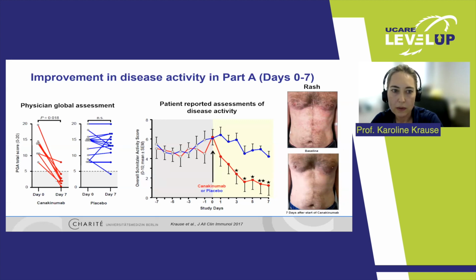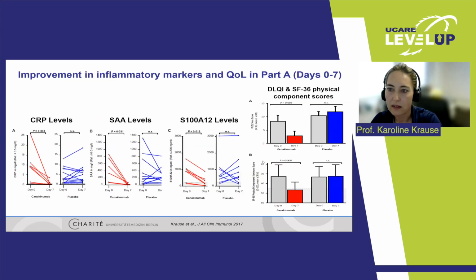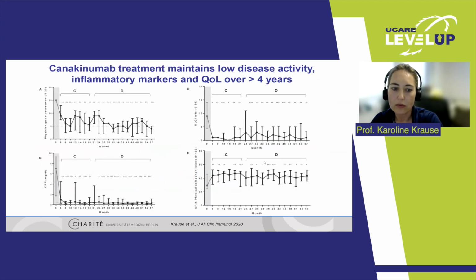So the physician global assessment, so the clinical disease activity, goes down here in canakinumab treated patients, but nothing happens with placebo. And also patient-reported assessment of disease activity improves a lot with canakinumab. This is also seen for inflammatory markers and quality of life, which improved as well. And also over long-term assessment. So these patients received canakinumab for a long period, almost 4 years. And you can see here a stable disease over this period.